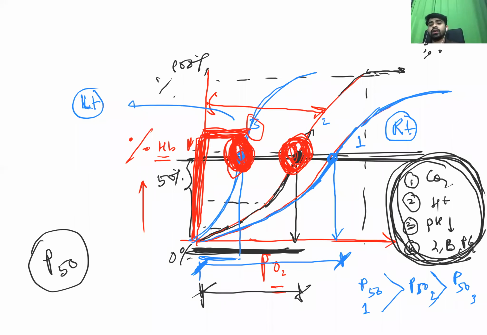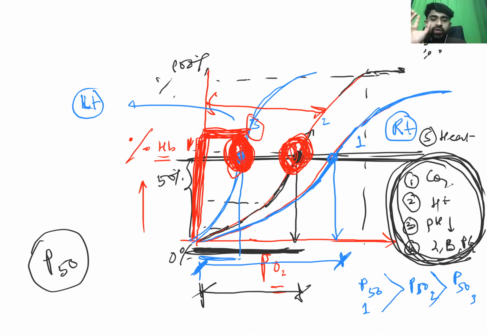Again, I'm explaining. If you supply more CO2, huge acid, very low pH, I mean very strong acid, or more 2,3 BPG, which is phosphoglyceric acid, or very high heat, number 5 is heat, then what will happen? The bond between the oxygen and the hemoglobin will not be strong enough. That's why you have to supply more oxygen to get 50% saturation. That's why the curve will be on the right side. Are you getting or not?